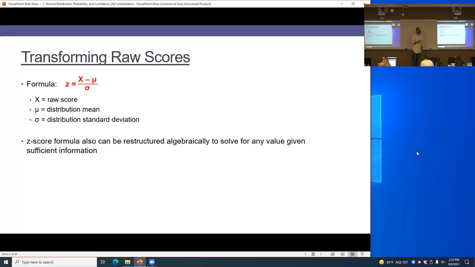The other thing we can start doing with z-scores is use a little bit of algebra to restructure this formula and solve for any specific component, as long as we have sufficient information in the other areas. So if I asked, what's the raw score for Z equals 9.6, if the mean of my distribution is 73.6 and the standard deviation is 14.8? In this situation I've got a Z, a mean, and a standard deviation. That's three pieces of information, and my equation requires four. I can flip the equation around and solve for that raw score.